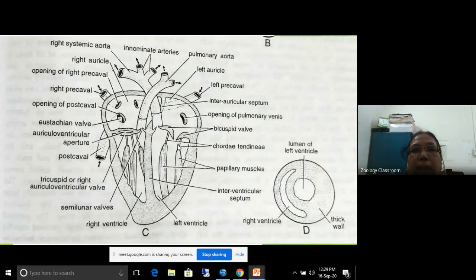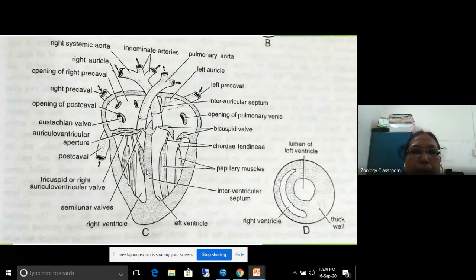And these thread-like parts are called chordae tendineae. These are found in amphibia, reptile, and also in bird and mammal. And these are the papillary muscles found in the heart of the bird.